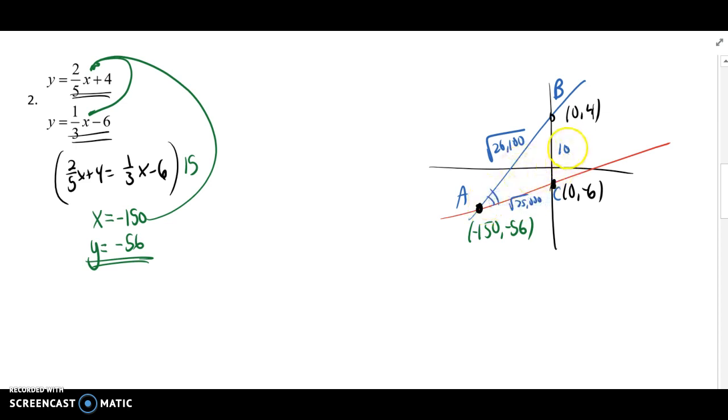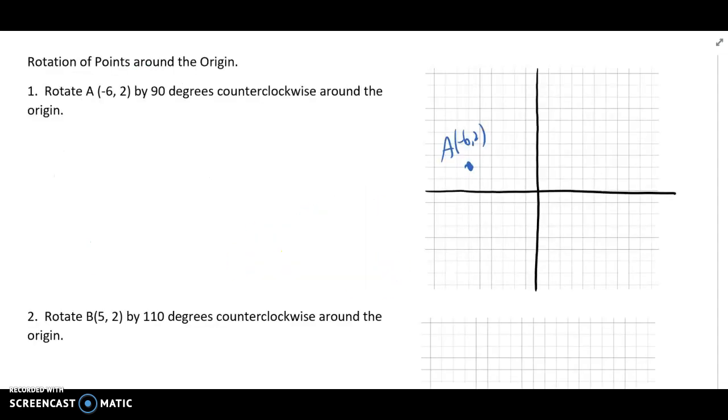Use your law of cosines. 10 squared equals AB squared plus AC squared minus 2 times AB, AC, cosine of this angle. Do the algebra, take your cosine inverse, and the angle is going to be a very small one, only about 3.4 degrees.